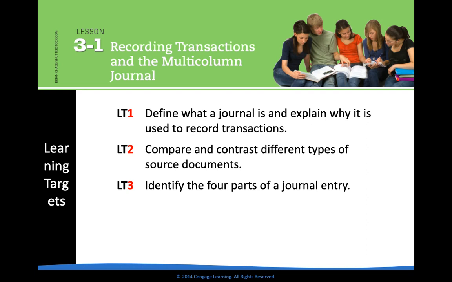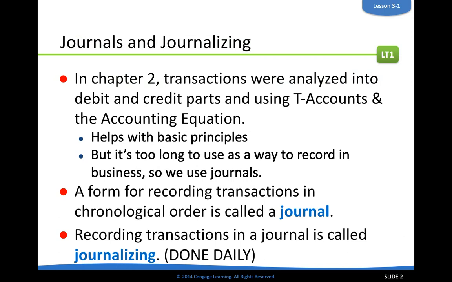So just a couple of looks at the targets that we're going to hit today. I'm going to talk about what a journal is and explain why it's used to record transactions, comparing and contrasting different types of source documents, which we'll talk about, and then looking at the 4 parts of a journal entry. And then your assignment is going to be making 2 entries for the end of lesson review for 3.1.